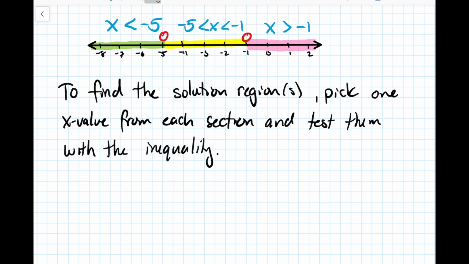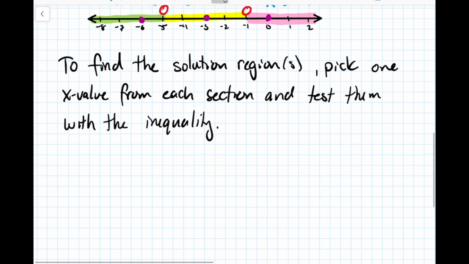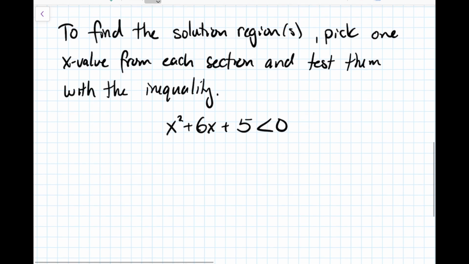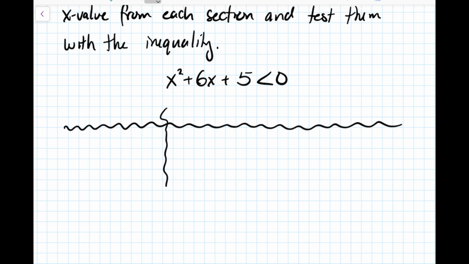So in this case, if I'm testing something from the green region, I'm going to go with, let's say, -6. From the yellow region, we'll go with -3, and from the pink region, we'll go with 0, because remember, 0 is always nice. So our inequality was x squared plus 6x plus 5 is less than 0. And so I've got 3 things to test here instead of the 2 that we saw before, so I'm just going to split this up into 3 sections just so I can organize things a little bit more nicely.